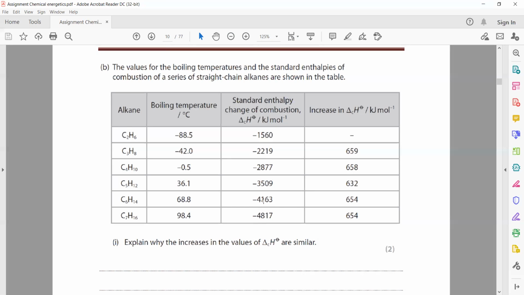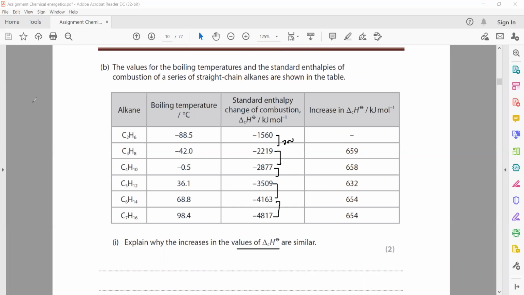You can see a similarity: approximately a 700 difference, not exactly but approximately, between the consecutive members. So explain why the increases in enthalpy change of combustion are similar. Why is the increase in enthalpy change of combustion similar?